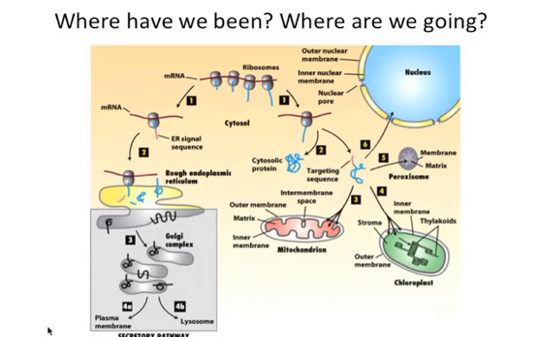Don't forget, all these things happen. There are also proteins that need to live in the cytosol. They need to go to peroxisomes, to mitochondria, to chloroplasts if you happen to have one, and back into the nucleus. So let's always remember this is one pathway, and we'll learn the others later. Okay?